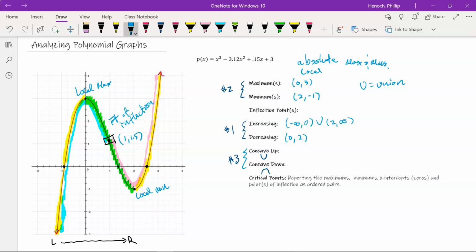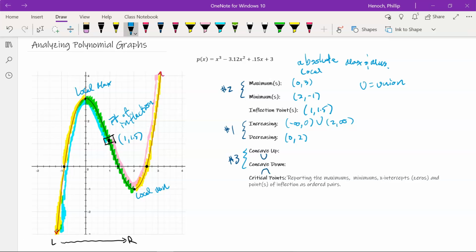Just a guesstimate. And some of these will be a little bit more accurate because they'll fall right on a grid line, but sometimes you just have to find the average of the x's and the average of the y's to get your point of inflection. So that's, again, we'll write as an ordered pair, (1, 1.5).